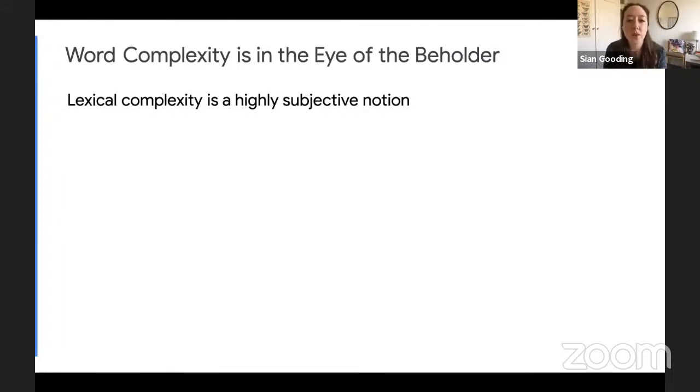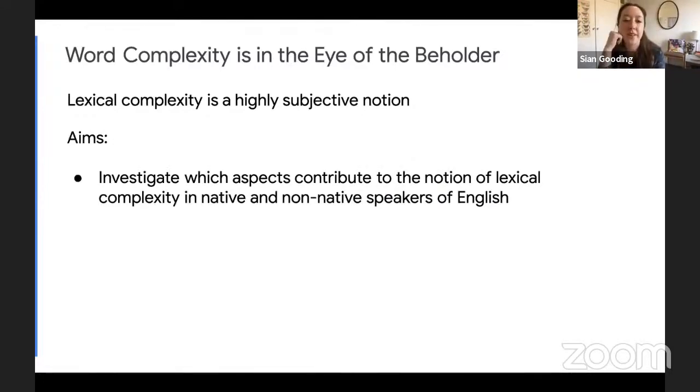Lexical complexity is a highly subjective notion. The words that I find difficult will be different to the words that you find difficult. There are so many factors that can influence this. Even the particular domain that you study will mean that you have exposure to different sets of vocabulary. And whilst this is an intuitive hypothesis, I would say there wasn't much on this from a machine learning perspective. So the main aim of this piece of work was to investigate what aspects contribute to this notion of word complexity in native and non-native speakers of English. And for non-native speakers, does your level actually have an impact on what you would find difficult?